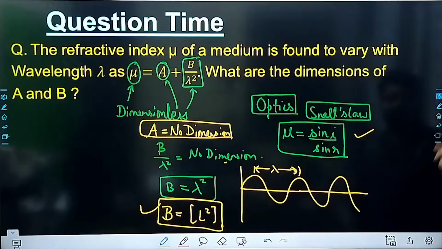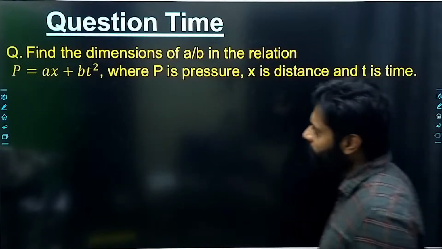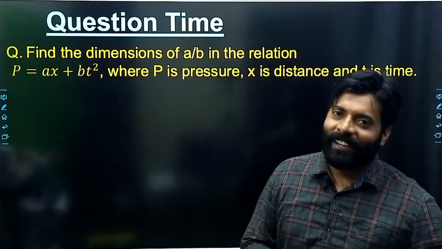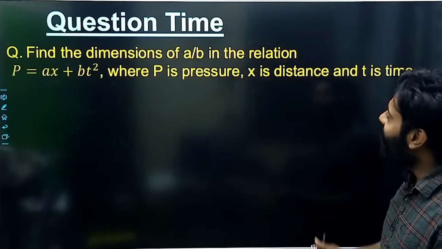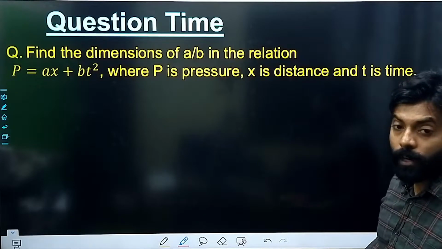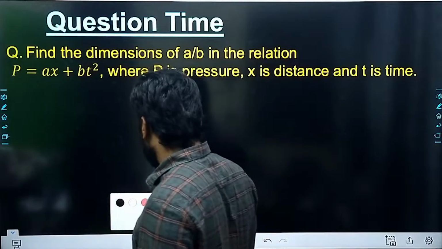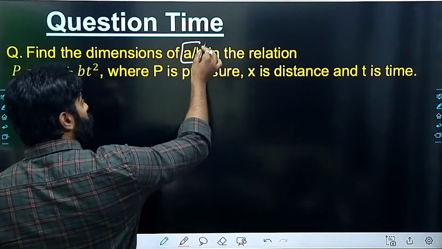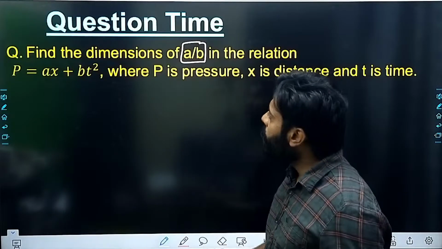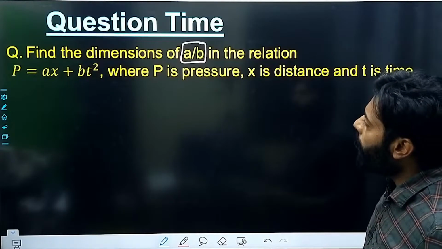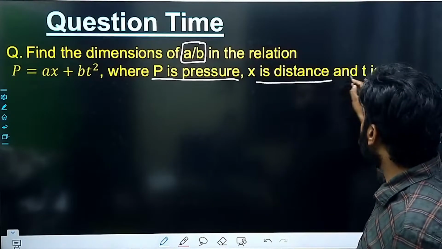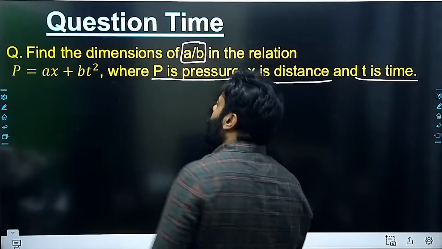Okay, let's move on. Now we will move towards another question, and now we will see who will win my kidney, right? You have to win my heart. Now we have this: find the dimensions of A by B. These kinds of questions always come in your exam. Here you have to find the ratio of A by B. Here P is equal to AX plus BT square, where P is pressure, X is distance, and T is time. So we are ready to solve this question.